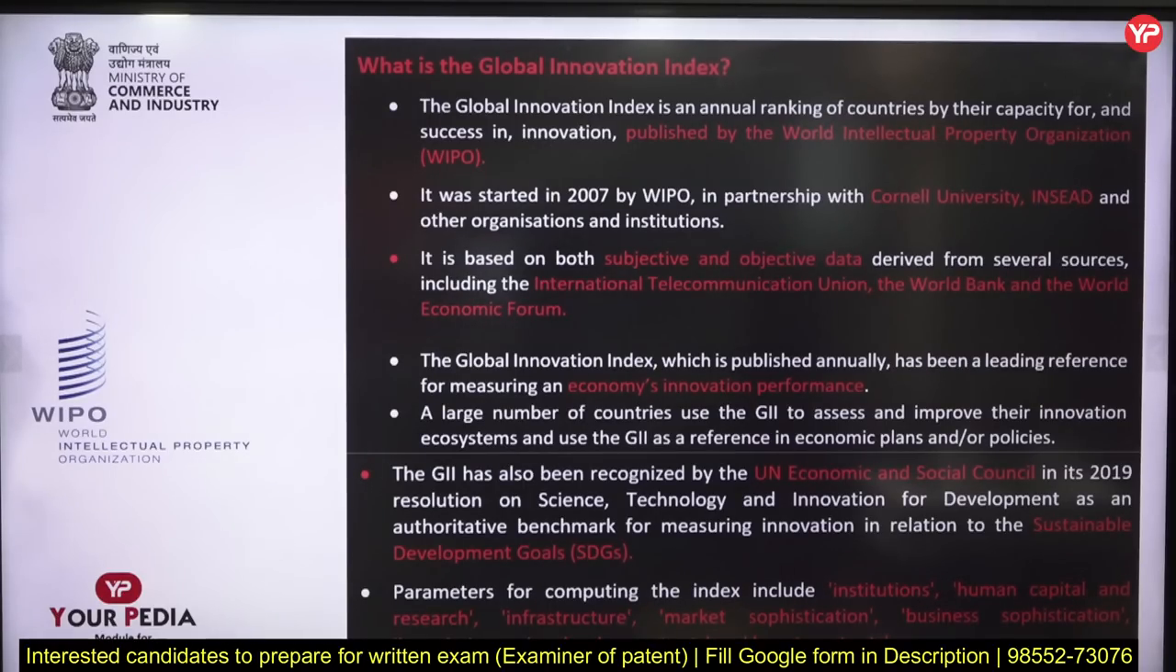So, for how the economy is innovating, this parameter is good. What are the parameters which are taken into consideration? Institutions, human capital, research, infrastructure, market sophistication, business sophistication. There are so many parameters.